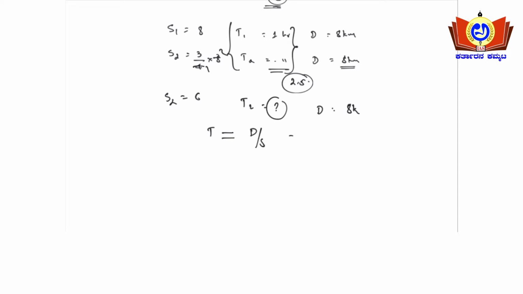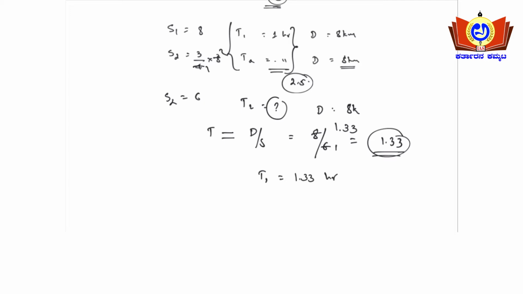distance upon speed. What is distance here? 8 kilometers, speed is 6. So what is that? 6 ones are 6, 6 threes are 18, so 1.33. It goes on like this, right? So T here is 1.33 hours.